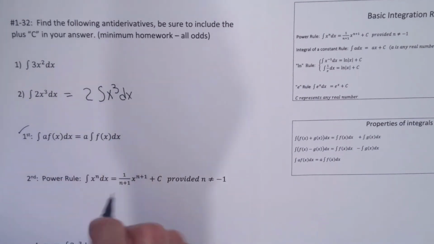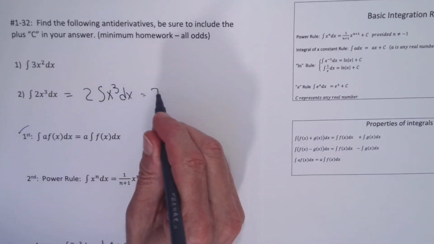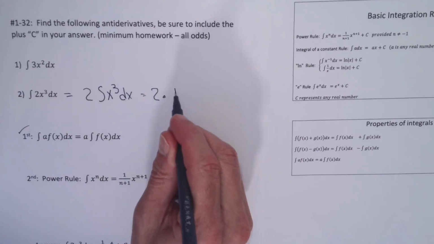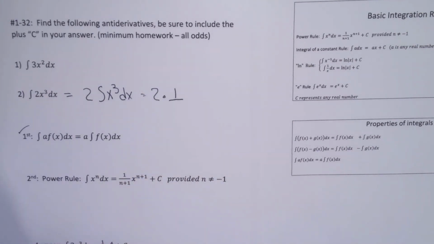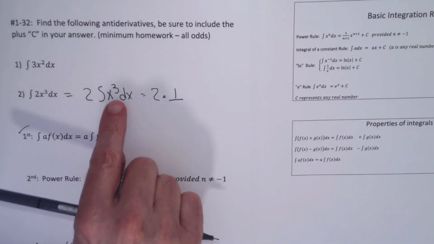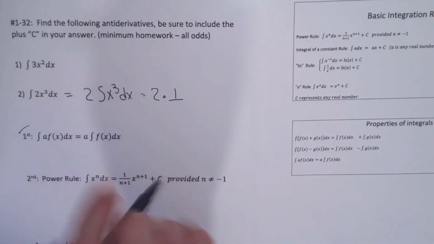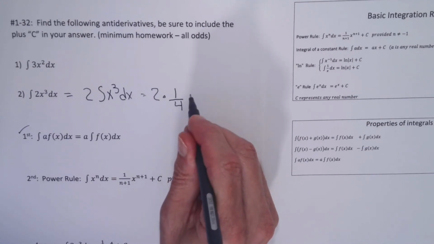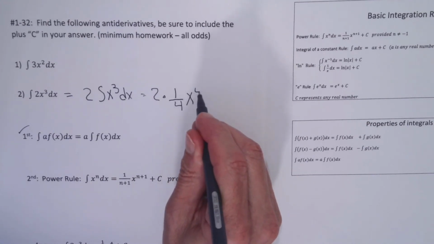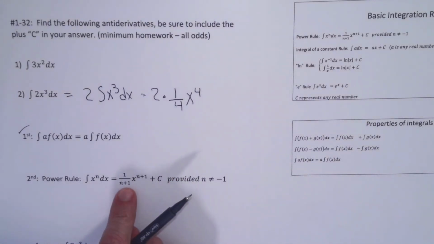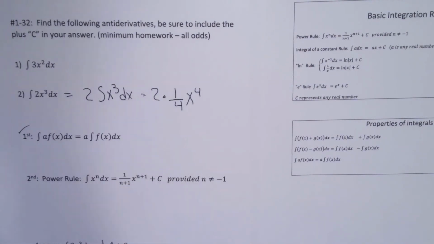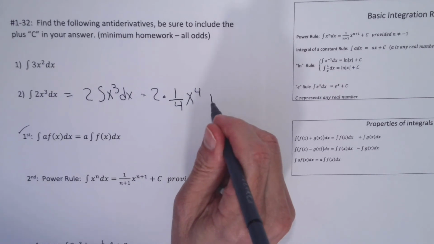The exponent's not -1, so I'm going to add 1 to the exponent, multiply by a fraction that has 1 in the numerator and the new exponent in the denominator. The new exponent's going to be 4 when I add 3 and when I get 4. So that's using the rule, add 1 to the exponent, multiply by a fraction with 1 over the new exponent, and then my plus c.